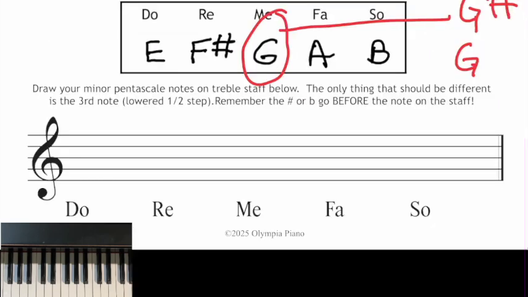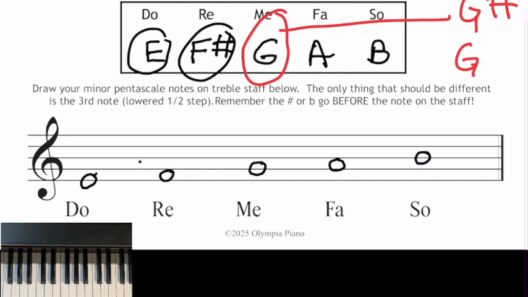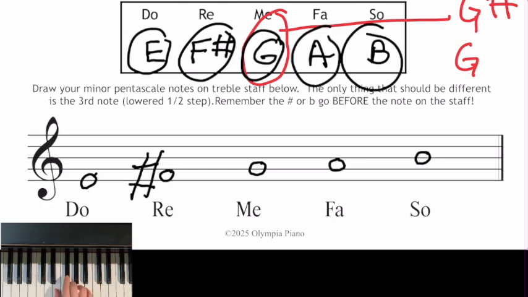Okay? So now our minor pentascale, let's do as we did before. Line, space, line, space, line. I do it like this because sometimes people get so busy drawing the sharps and flats that they forget about the lines and spaces. So now let's double check. Do is E, no alteration. Re, F sharp. So we're going to put that sharp in front of the note so we know beforehand we need to play it sharp. G, no alteration. A, no alteration, and B, no alteration. So now our minor pentascale is.